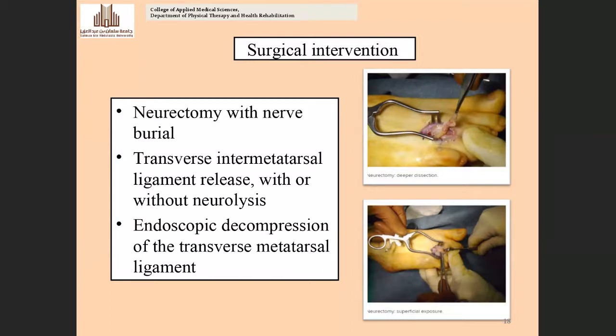The endoscopic decompression of the transverse metatarsal ligament. These surgeries can be performed with the help of endoscopic surgeries. So this is the final stage of treatment for a person who experiences Morton's neuroma.